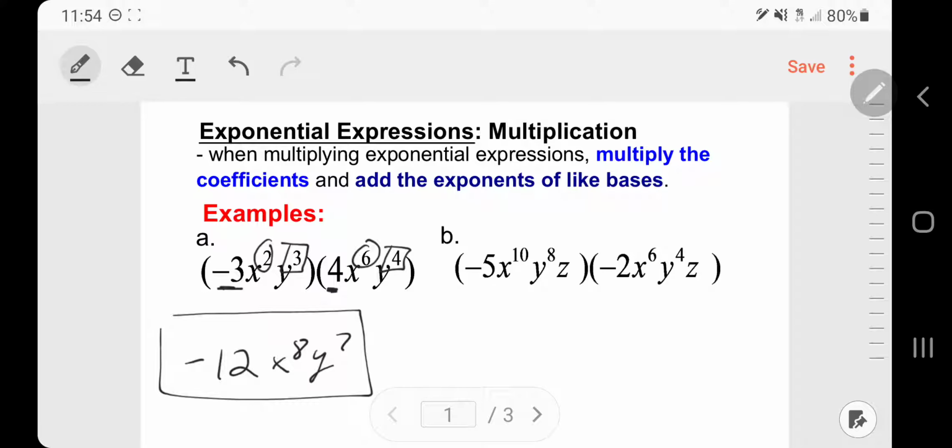And in the second one, again, multiply the coefficients. -5 times -2, that's going to give me 10. And add the exponents of the like bases. We have x to the 10th and x to the 6th is going to be x to the 16th. We have y to the 8th and y to the 4th is going to be y to the 12th. And then these z's do not have exponents, but we know that they are z to the 1st if we look at them. So z to the 1st and z to the 1st would be z squared.